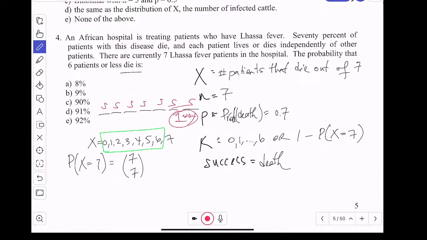Then I have to multiply by the probability of success for each success, because I want to multiply them all together here, right? So there's 7 successes, and there are no failures. So this is what I'm going to calculate. This is 1, this is 1, and all that's left is this. So the chance is 0.7 to the 7.